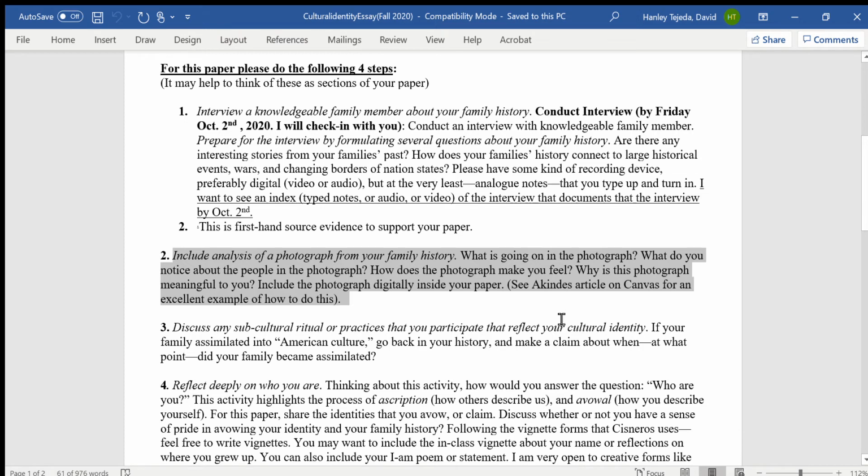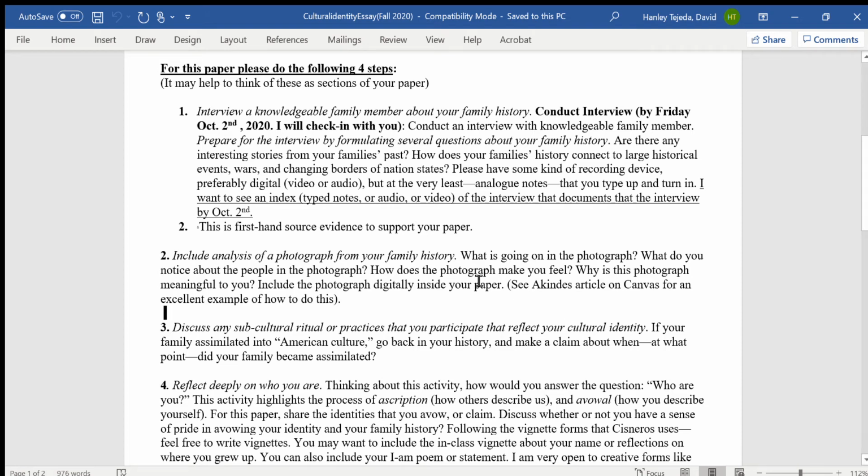So you're going to find a photograph. It could be a picture that's meaningful to you and your family. It's usually better if there's a few people in it, I think. But it could also be of a house or a place or an object that holds significance for you and your family. And you're going to write about it.